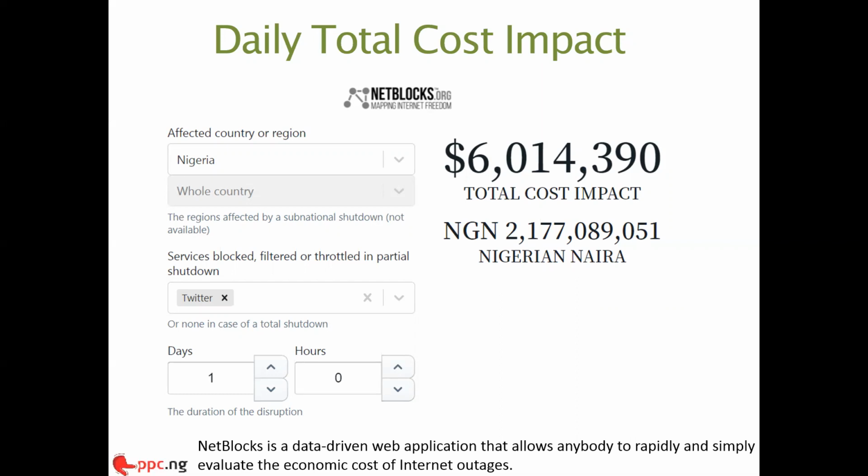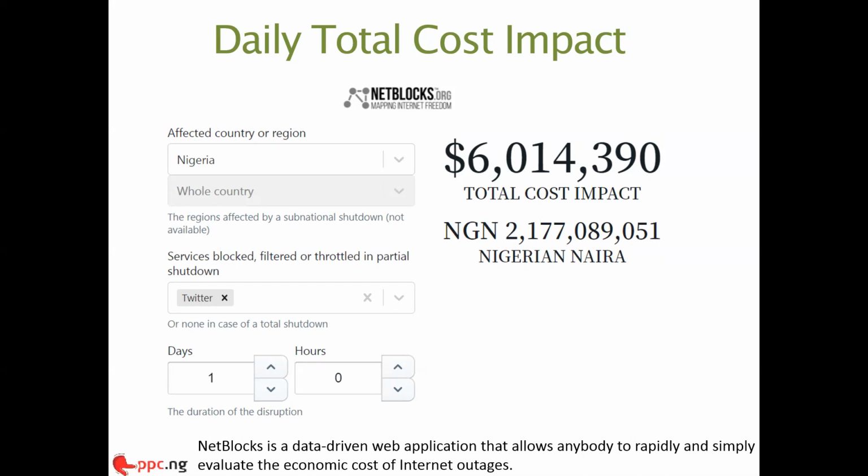I'm getting this from netblocks.org because they are mapping internet freedom. So you can see we mapped it with the particular platform, which is Twitter, and we set the days by just one day, and of course you can see the figure. If you iterate these days to 20, of course this should be to the tune of $120 million. NetBlocks is a data-driven web application that allows anybody to rapidly and simply evaluate the economic cost of internet outages.